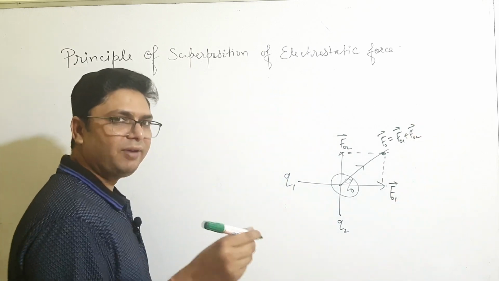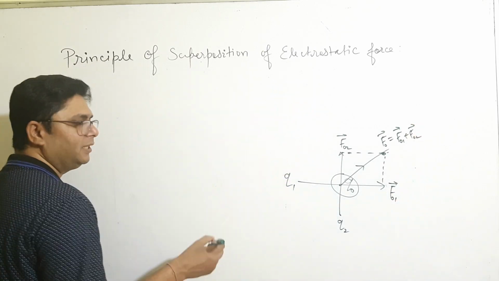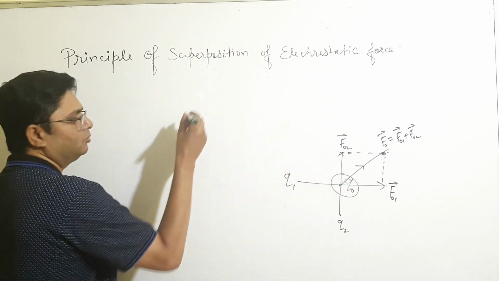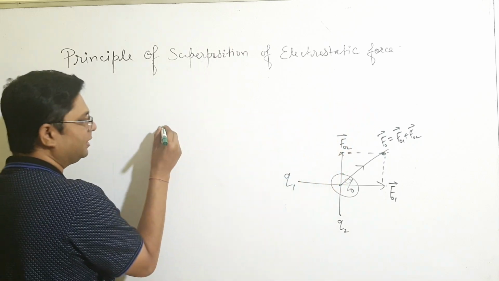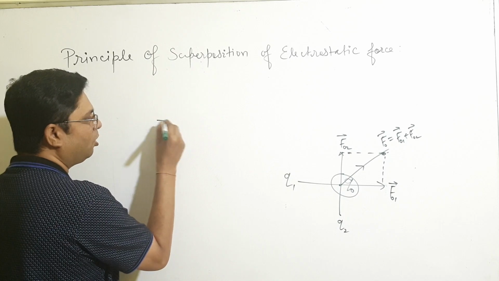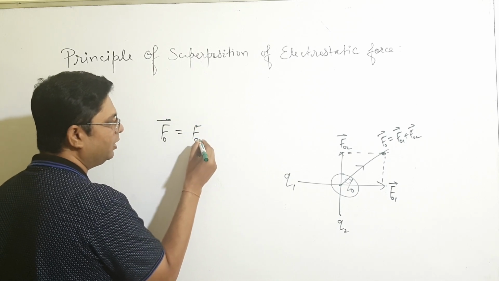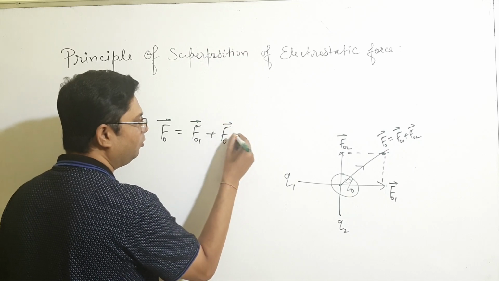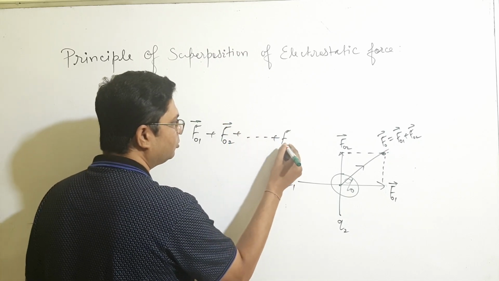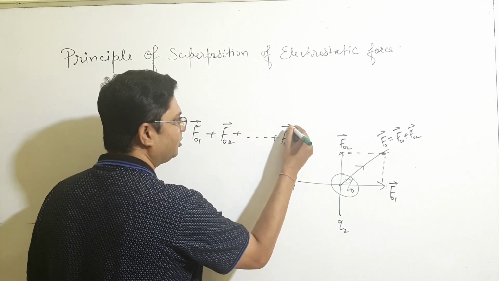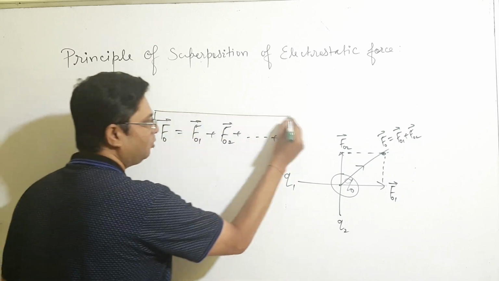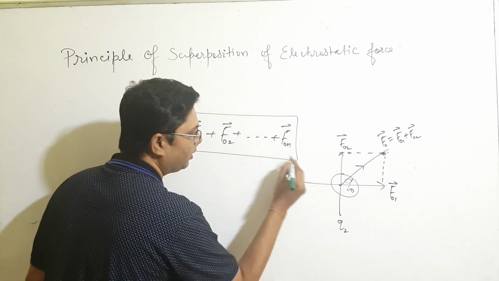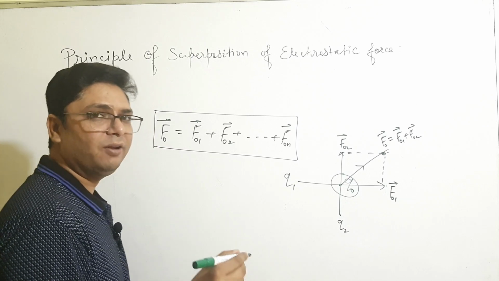So if you have n number of charges, then what will happen? The force on Q0 is equal to the force on Q0 due to 1, plus the force on Q0 due to 2, plus the force due to n number of charges. This is said to be the principle of superposition of electrostatic force.